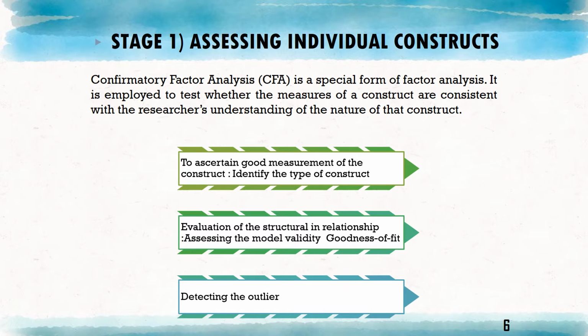the measures of a construct are consistent with the researcher's understanding of the nature of that construct. There are three tasks to do in this stage, which are to ascertain good measurement of the construct by identifying the type of construct, evaluation of the structural relationship by assessing the model validity of goodness of fit, and detecting outliers.